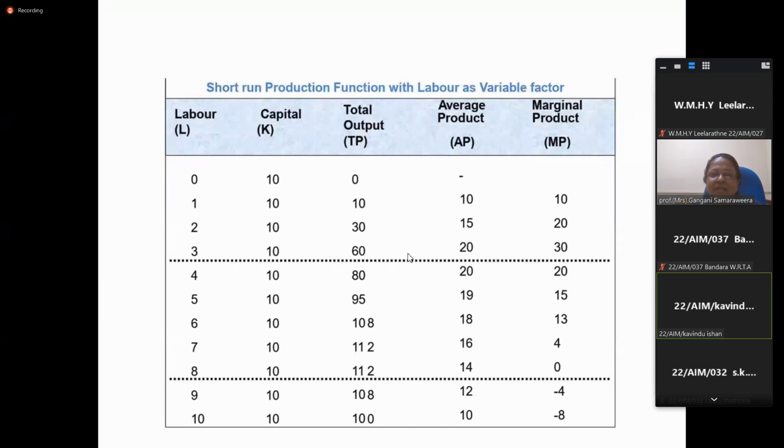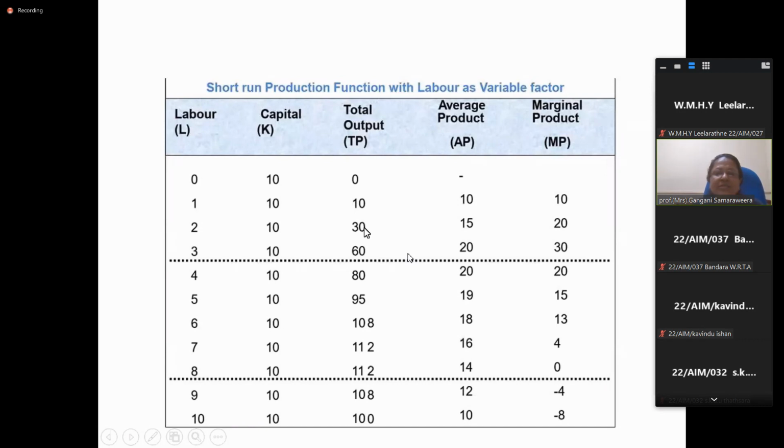Your machine. So the same capital you use, but the labor unit is increasing, because labor is the variable cost, it varies with the production level. But the fixed cost, or capital, will not change with the output level. Okay, from this you can learn a lot.